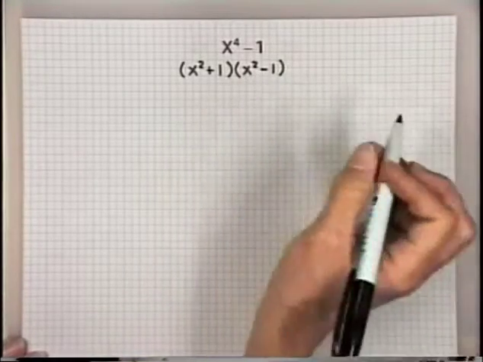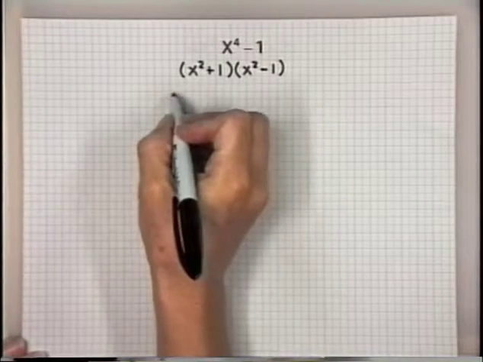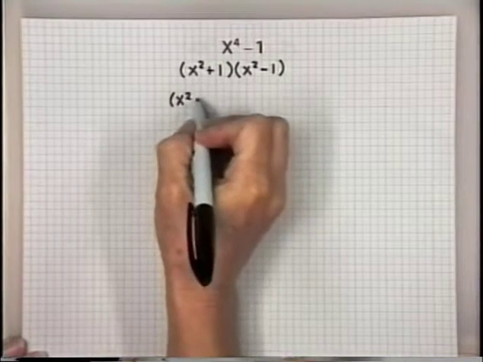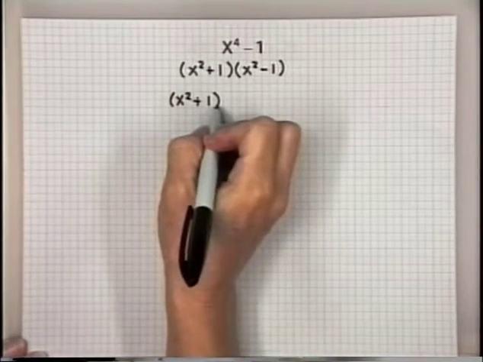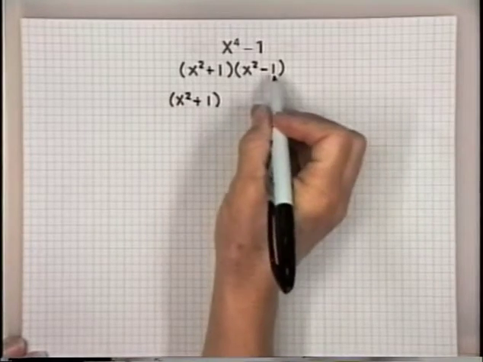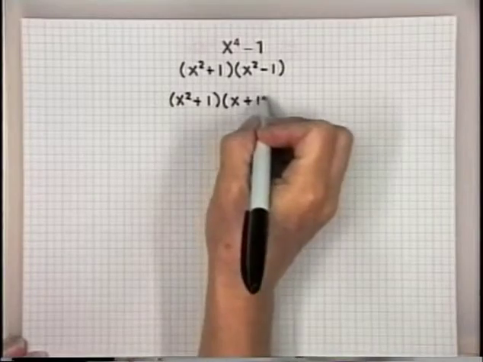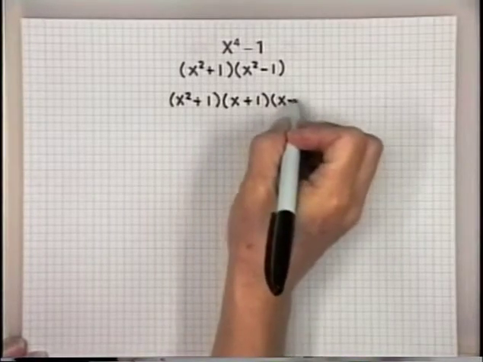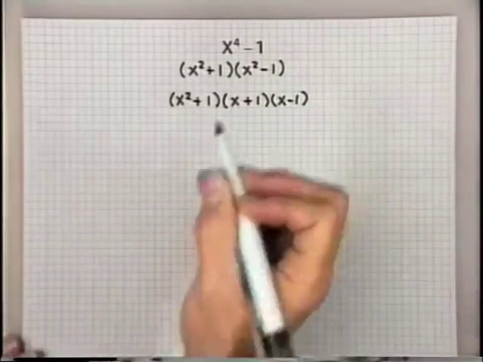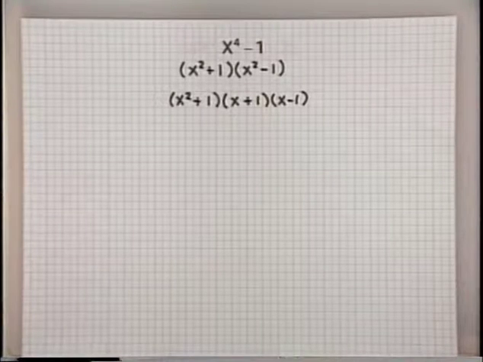Since we can factor this second one, we're simply going to bring down this first factor of x squared plus 1, and then we will factor this difference of squares using the conjugates of the square roots, x plus 1, x minus 1. This problem then had three factors, x squared plus 1, x plus 1, and x minus 1.